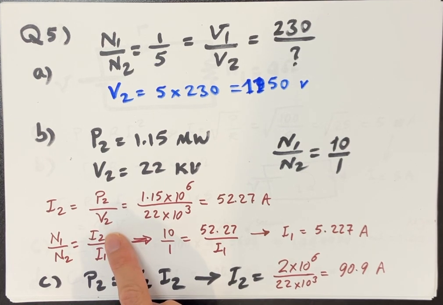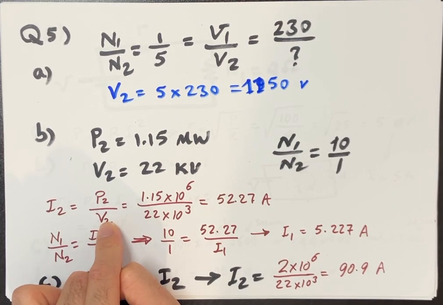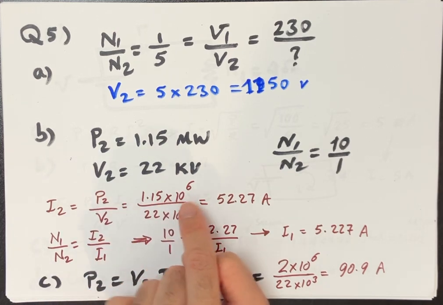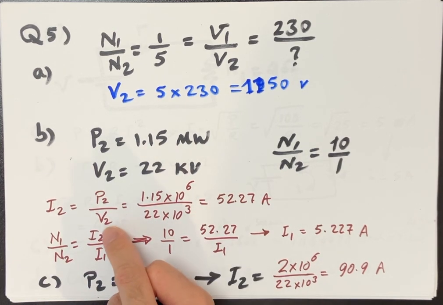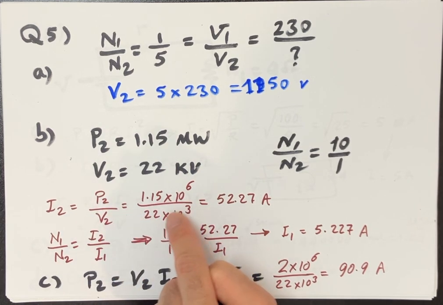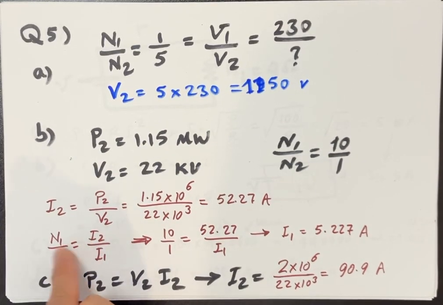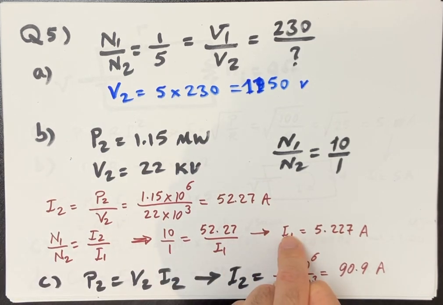Do I have I2? Not so directly, but indirectly, yes, I do have I2. How? So I2 equals power divided by voltage at the secondary side. Both of them are known. Power is given 1.15 million watt, and V2 is 20,000 volt. So based on the definition of power, you can calculate the current on the secondary side of this transformer, and then you can get back to this formula in order to find I1.